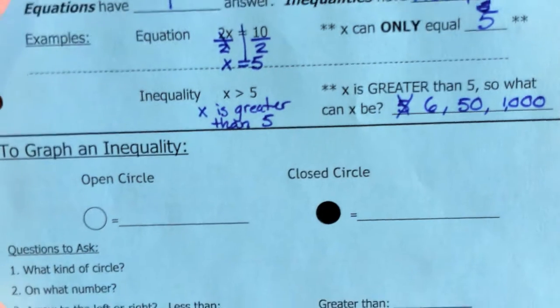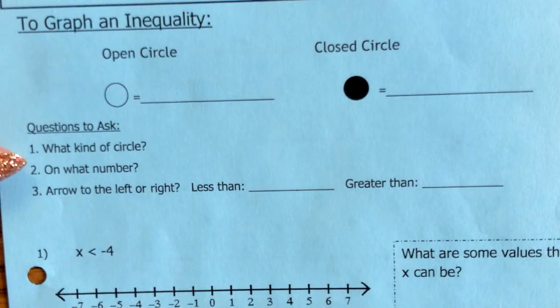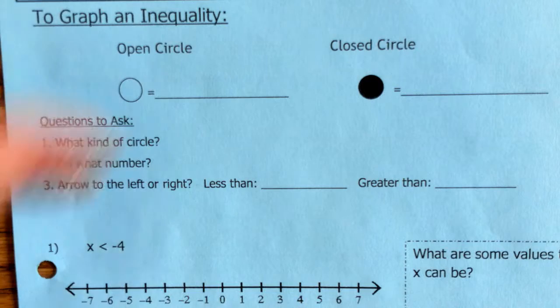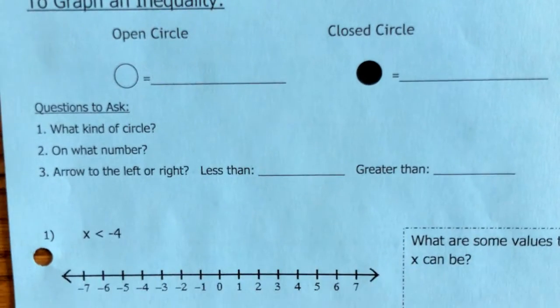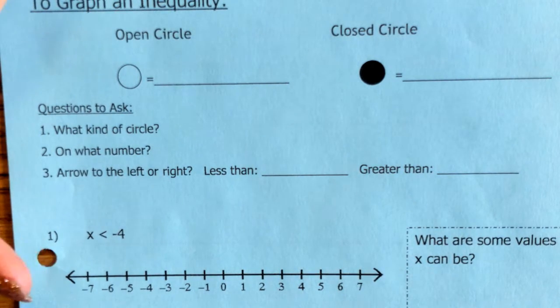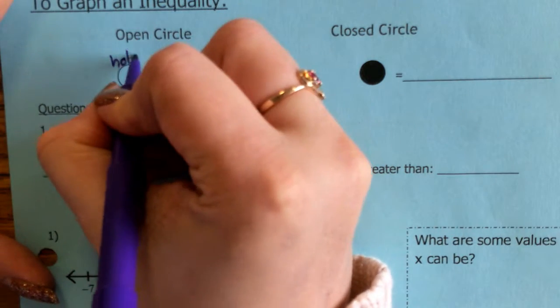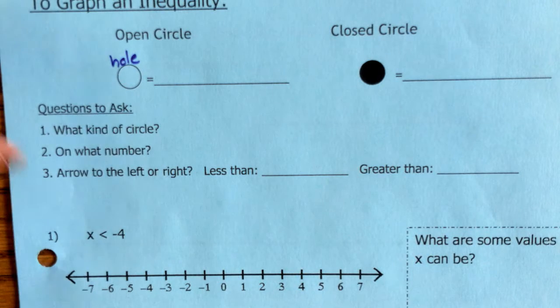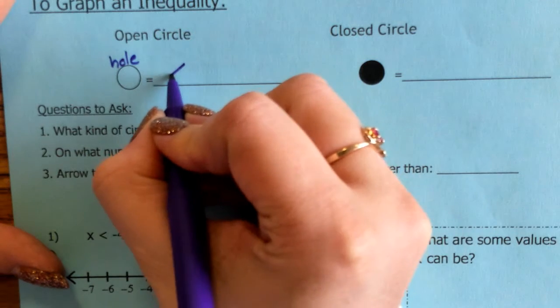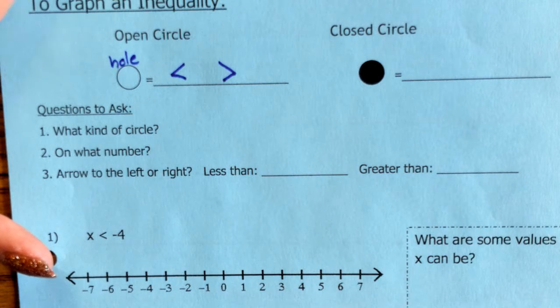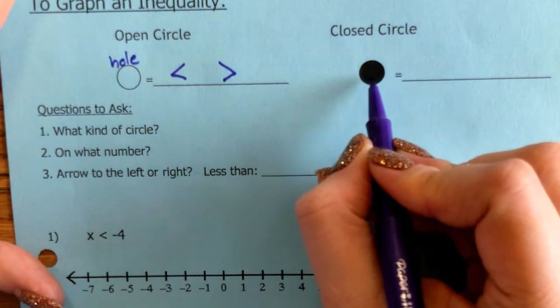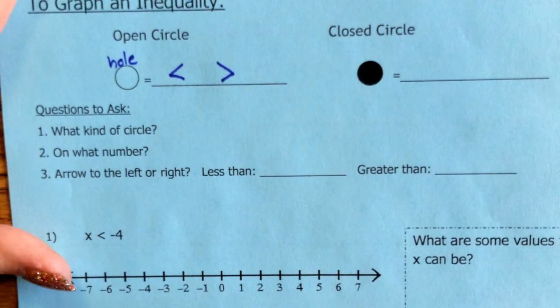That's the difference. So when we look to graph these, we're going to use just a number line, and we're going to use circles and arrows. So an open circle I think of like a hole. If I put a hole on a number, that number falls right through. It is not part of my answer. An open circle you're going to use with a less than or a greater than. A closed circle, I think of it as holding on to that number, meaning it is an answer.